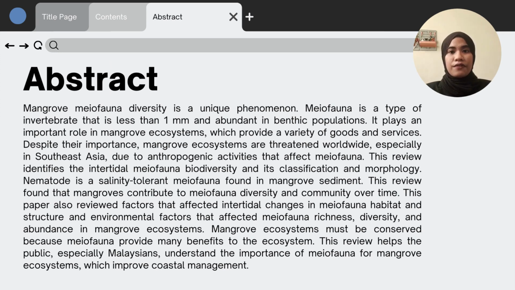For abstract, mangrove meiofauna diversity is a unique phenomenon which is a type of invertebrate that are less than 1 millimeter long and can be found in large numbers in benthic populations. They are a very important part in mangrove ecosystem that provide a lot of goods and services. So, this review looks at the different kinds of intertidal meiofauna, looking forward to their community, also the factors that affected them and importance of the meiofauna for mangrove ecosystem.